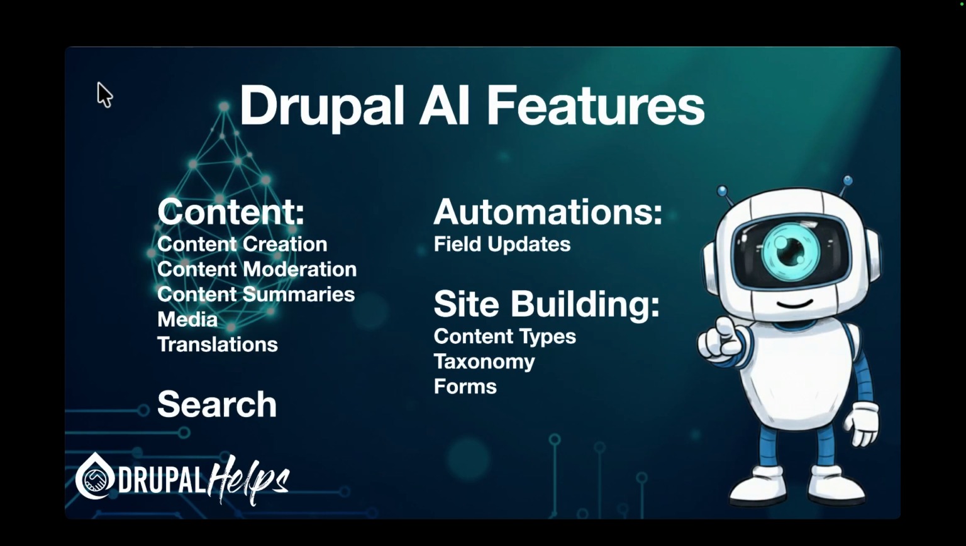So those are some of the modules that we'll look at. And here's the basic breakdown. We're going to look at content creation, moderation, summaries, media, and translations. I'm going to show you search, and all of this is going to be demo. And then I'm going to show you how you can set this up for yourself at a demo site that you can play with. Automations, we're going to do two simple field updates, one for a suggested title and one for a suggested summary. And then some of the site building stuff, which is really, really fun as well, like building quick taxonomies out and things.